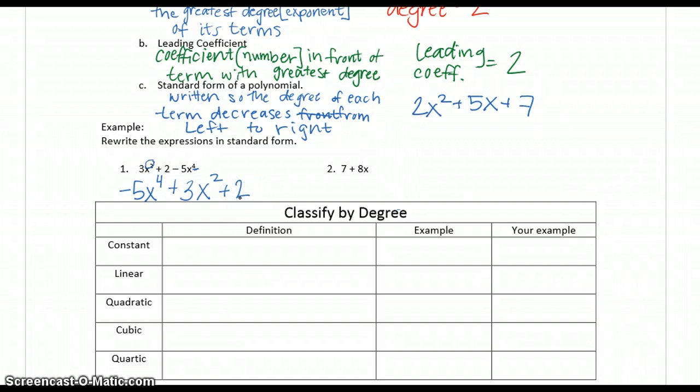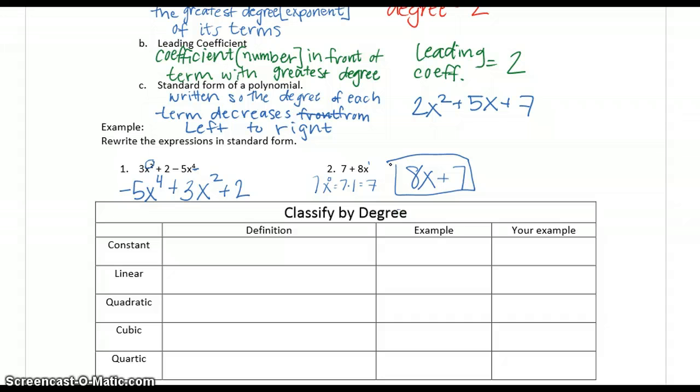On number 2, we have 7 plus 8x. Our highest exponent, or our highest degree here, is a 1. 8x is the same as 8 times x to the first power. So we start with 8x. And then this 7 has a degree of 0. Remember, 7 times x to the 0 is the same as 7 times 1, or just 7. So our answer is 8x plus 7.